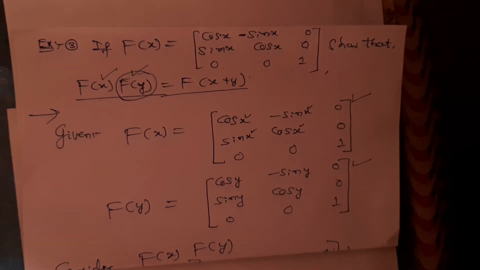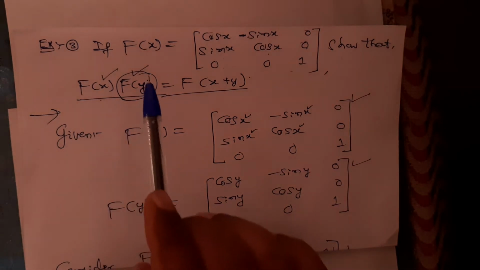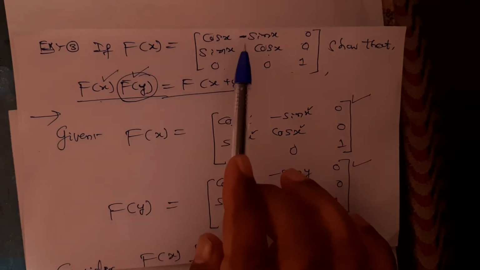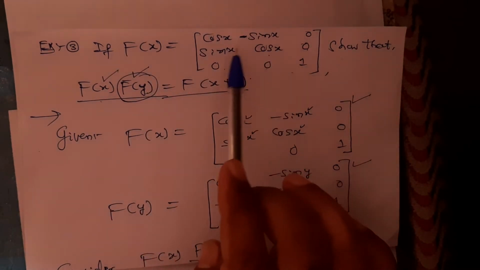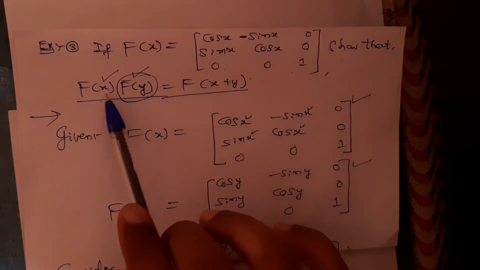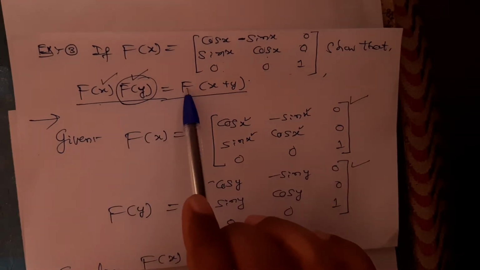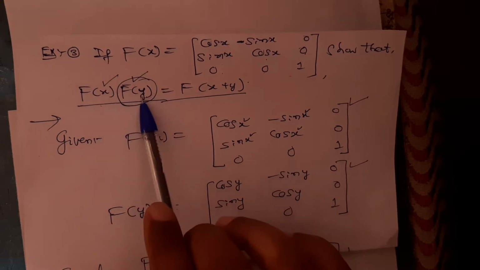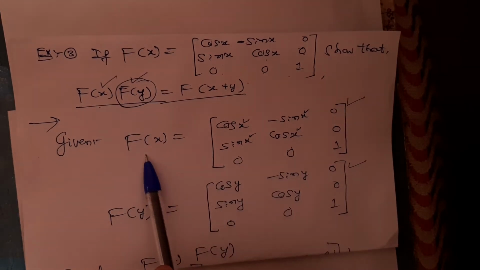See, in this example, let us consider another problem here. The problem says if f of x is equal to the square matrix [cos x, minus sin x, 0; sin x, cos x, 0; 0, 0, 1], show that f of x into f of y is equal to f of x plus y. So what is given here? F of x is given.